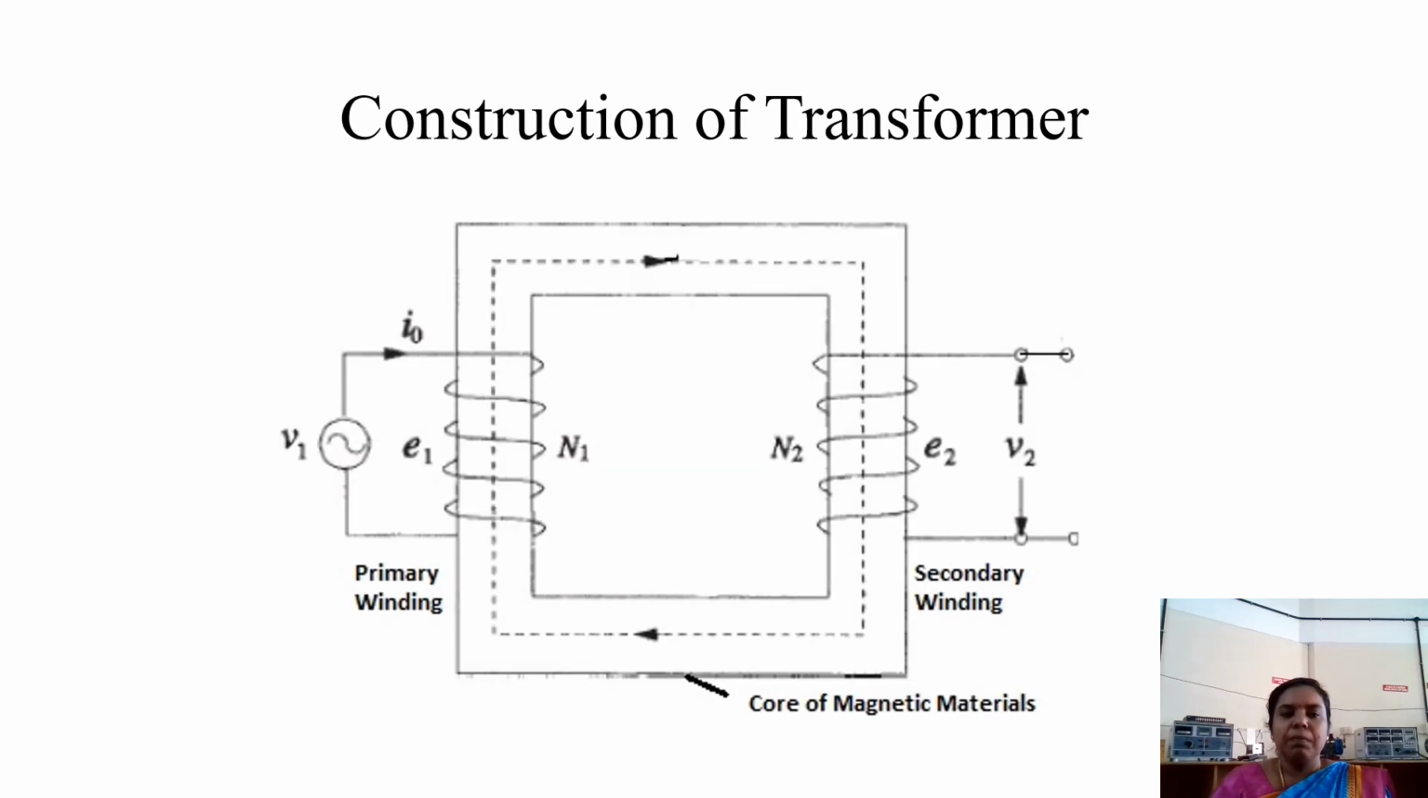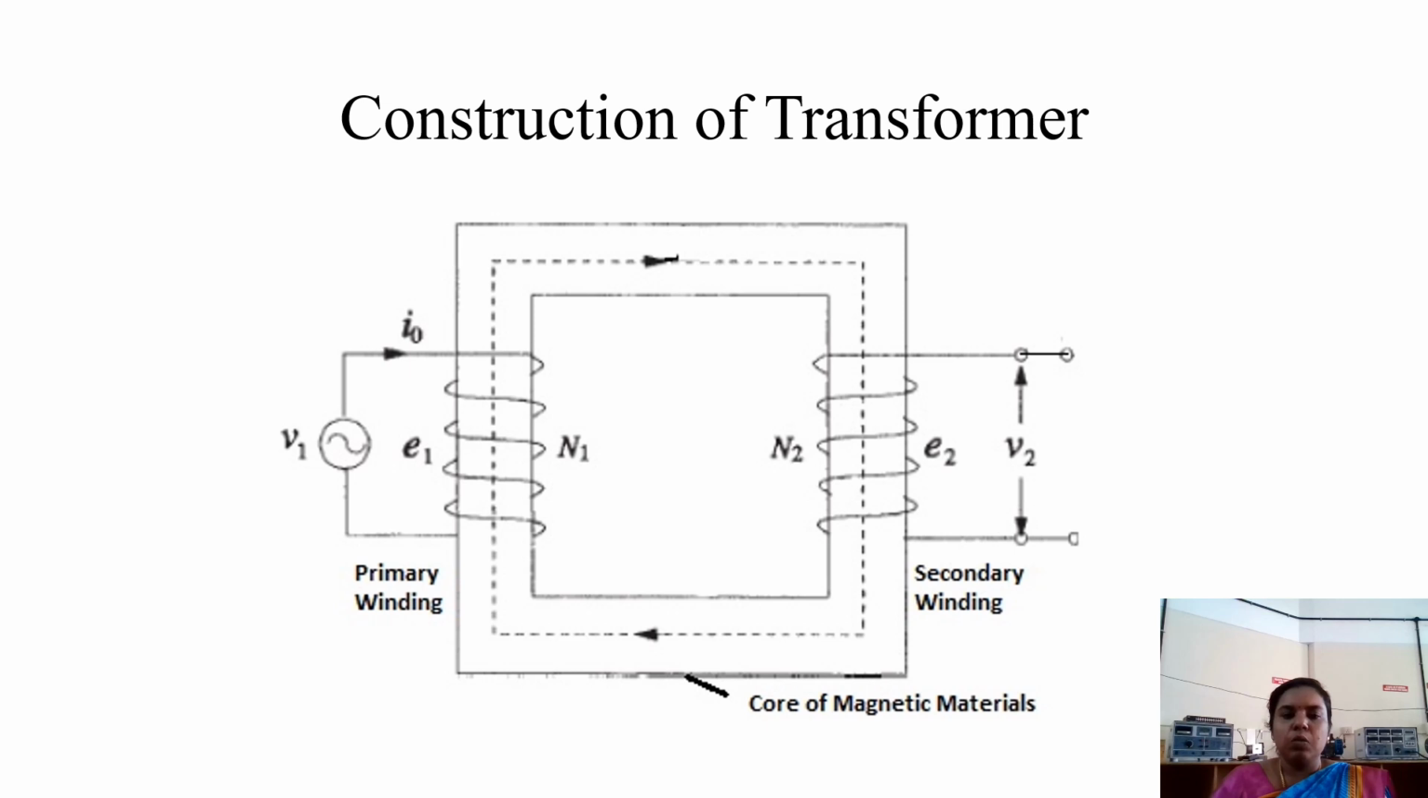So this is the construction of a transformer. In theoretical study, we use this schematic for showing the construction of a transformer. As you see, the center portion, the square portion, is the magnetic core of the transformer, and we have two windings wound on the core. One winding is called the primary winding, the other one is called the secondary winding.